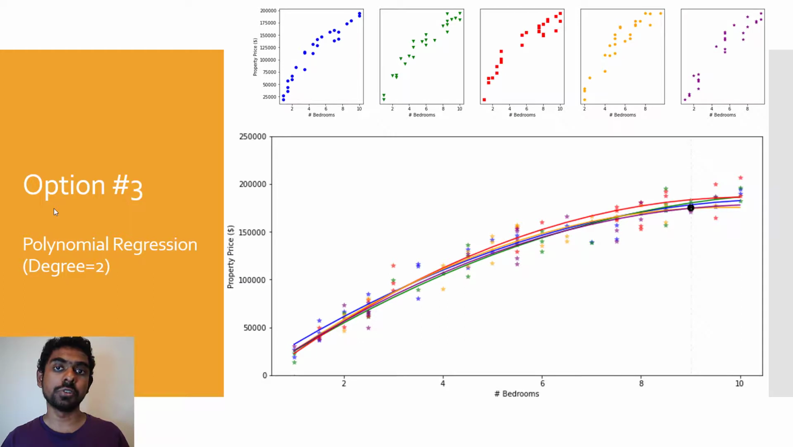Next, let's come to the middle. Let's try a polynomial regression model of degree 2. That will give you a very nice representation of the actual underlying signal. And as you can see, near that black dot, not only are the predictions consistent, but they also fall around the exact region the true property price is in. So this is the best you can do with this dataset.